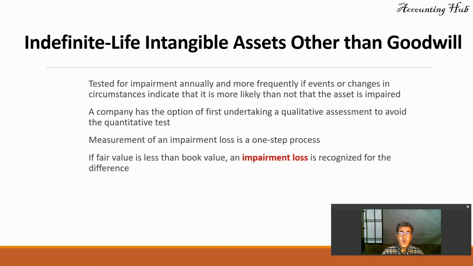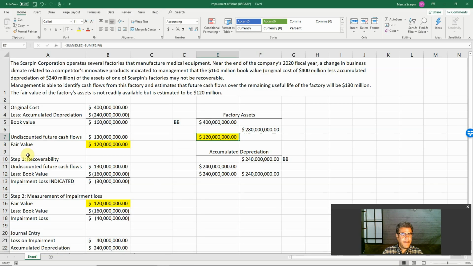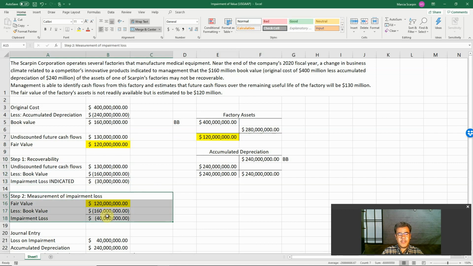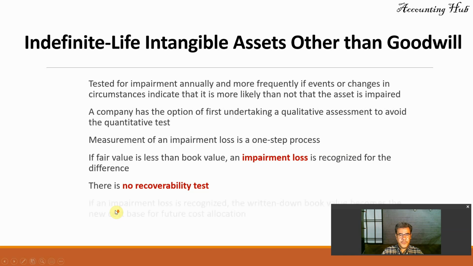Okay, and here, what about indefinite life? This one we do for property, plant, and equipment and intangible assets with finite life. What about indefinite life intangible assets other than goodwill? That's for impairment annually. Here it is not only when we want it, it's annually. Then we can work with qualitative assessment or quantitative tests, and it's a one-step process. We don't have the two-step process. If fair value is less than book value, an impairment loss is recognized for the difference. So there is no recoverability test. There is no step number one here. We go directly to step number two. Okay, so this is the difference.